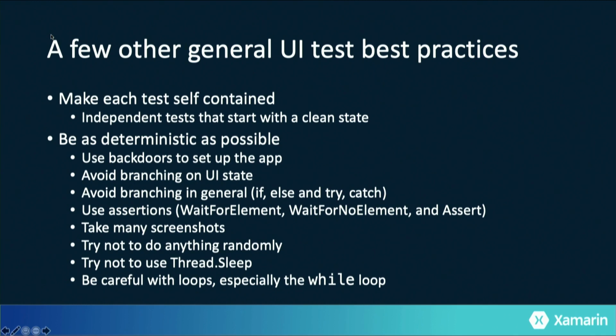What else? Try not to loop. Use good assertions. So assert elements are visible, wait that elements are visible, wait for elements to go away. Wait fors are great for animation. So if you have a transition animation, using a wait for and wait for no element is a great thing to use. Avoid Thread.Sleeps. That's the worst thing you could do. Do not put Thread.Sleeps. And again, just be careful if you loop. Looping is not your friend.